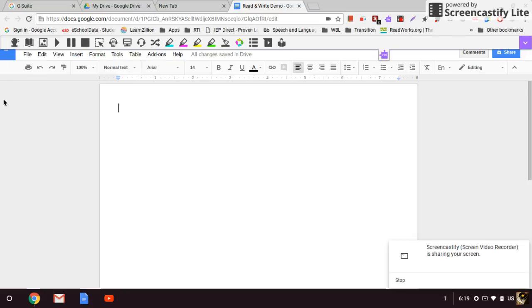The two main ways that you use Read and Write for Google for the writing portion are word prediction and talk to text. If you're talking and typing with Read and Write for Google, the benefit to that is that you can then listen back to look for errors. Let's give it a go.